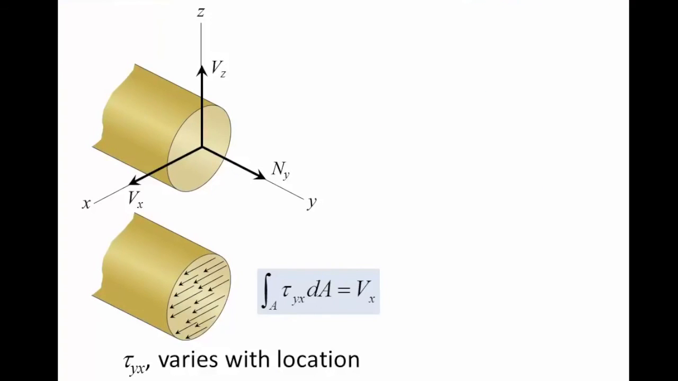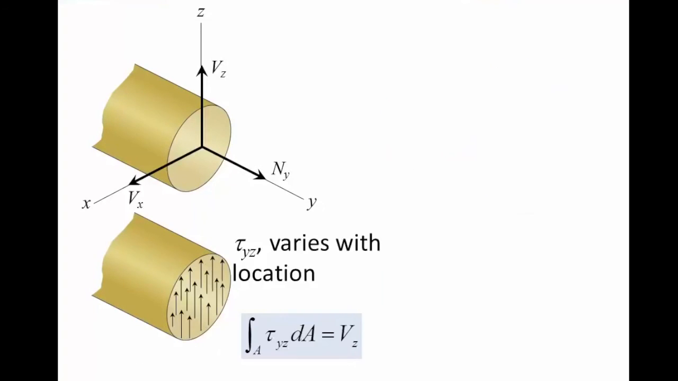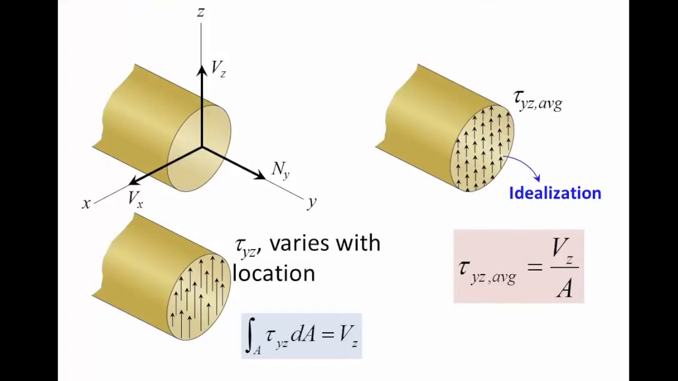Similarly, the shear stress in the x direction also varies with location, and its integration over the cross-sectional area equals the shear force Vx. And again, for convenience, we define the average shear stress as simply Vx divided by the total area, and that also indicates an idealized uniform distribution of shear stress. And same thing for the shear stress in the z direction. The average shear stress in the z direction is defined as shear force Vz divided by the total area.